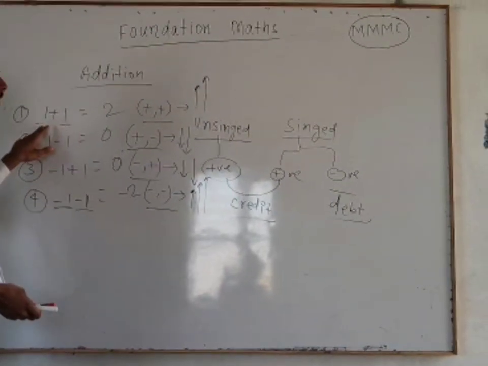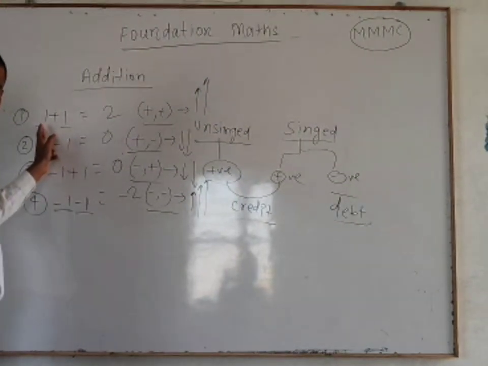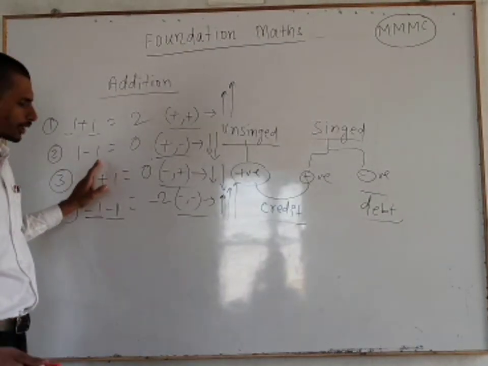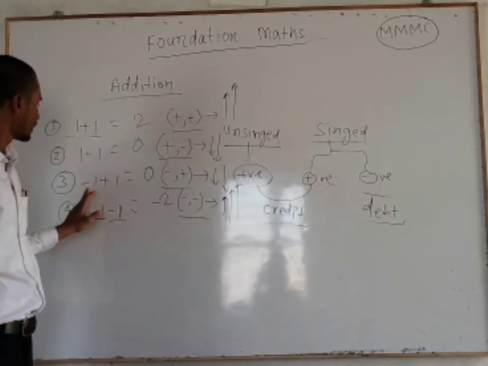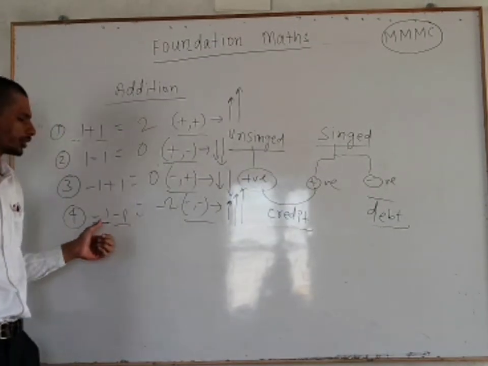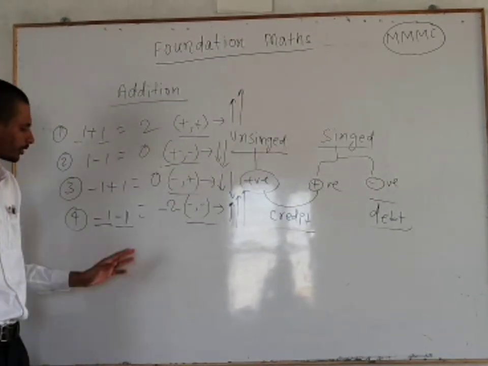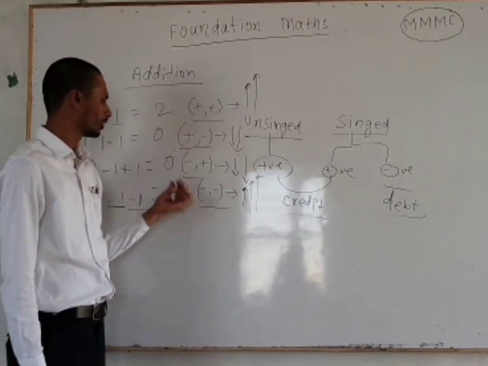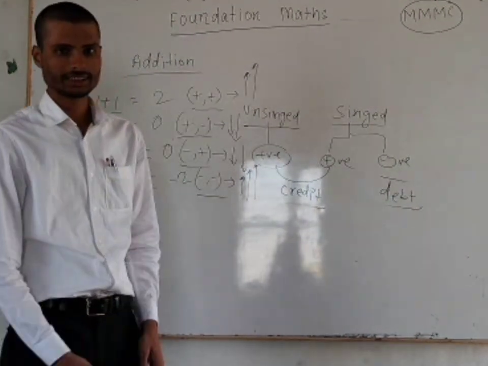Just think, this is credit you have, 1 more rupee credit; this is credit and this is debt, and these both are debts you have. 1 rupee you took as a debt in the past, you are going to take 1 more rupee as a debt, then the total debt will increase and you will get minus 2 rupees as a debt.